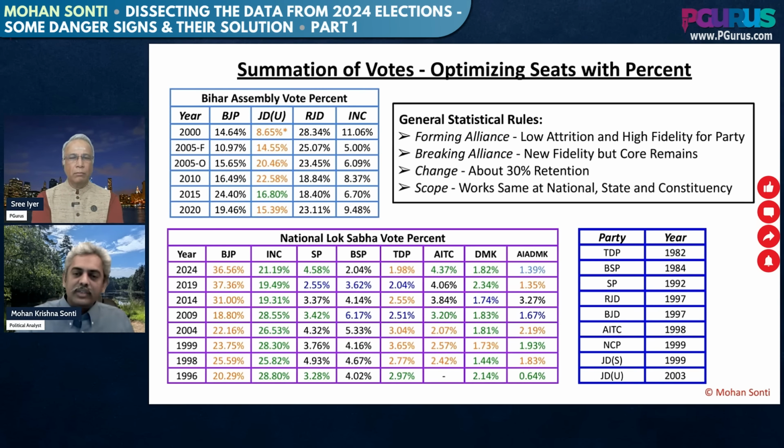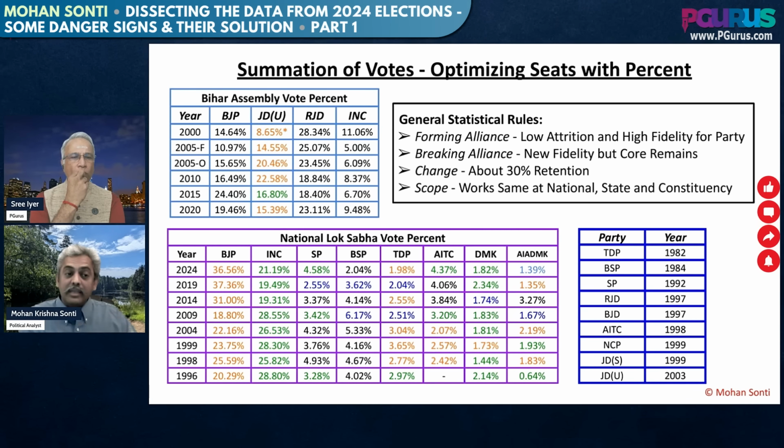You will see this general trend. Obviously, this number 30% is not fixed, but you see the general idea that given 25, 30, 40, just about a small chunk of it. So these migrating population of voters will change, but the retention is typically about 30%. These are the very general statistical rules that you will see. You can do the analysis throughout and you will find this. And this works the same at a national level, state level, constituency like Varanasi, Faizabad. You can go to even the MLA constituencies.